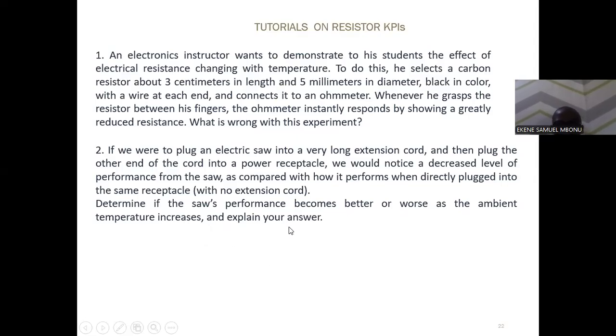So, this is the final tutorial. An electronics instructor wants to demonstrate to his student the effect of electrical resistance changing with temperature. To do this, he selects a carbon resistor about 3 centimeters in length and 5 millimeters in diameter, black in color, with a wire at each end, and connects it to an ohmmeter. Whenever he grabs the resistor between his fingers, the ohmmeter instantly responds by showing a greatly reduced resistance. The question is, is there anything wrong with this experiment?